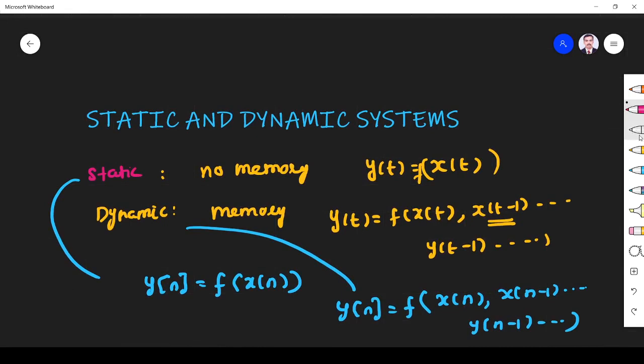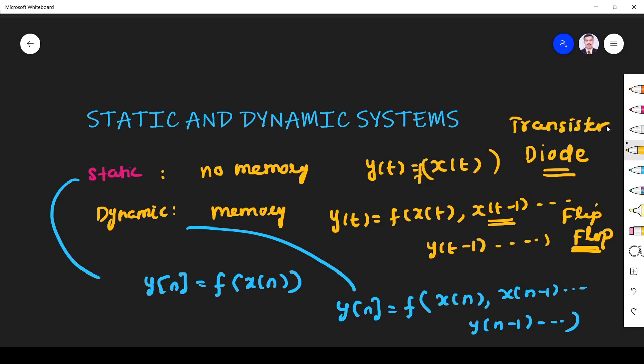Here in electronics we can give examples: a diode doesn't have memory, so it is a static system. Whereas a flip-flop has memory, a flip-flop is a storage device, so it is dynamic. Diode is a static system. A transistor doesn't have memory, so it is a static system. Right? I hope you understand the concept.